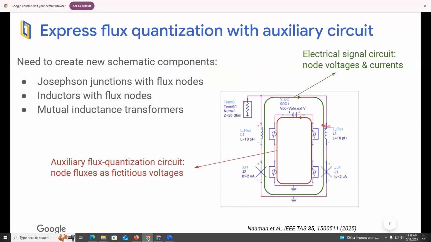So just to recap, we're going to have an electrical circuit, illustrated here in the green, that is going to be dealing with real currents and real voltages that we're simulating. But we're going to have another coupled circuit, shown here in red, which is an auxiliary circuit that makes sure that whatever we do on the electrical side, we're going to be satisfying the condition that all the fluxes have to add up to an integer phi naught.